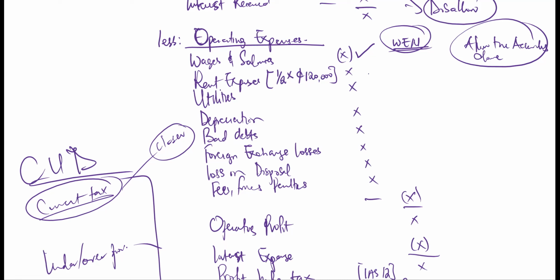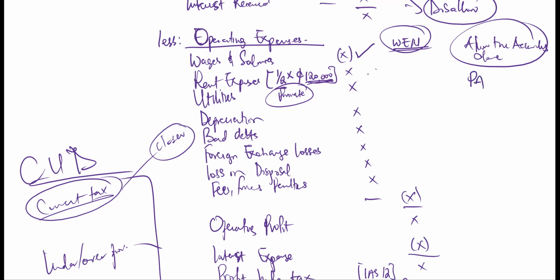Disallow means reverse it. Do you get the rule? He's using half of the premises for his private residence, and we're only dealing with business expenses. So should we allow all the 120,000 as a deduction? No. We must reverse half of it, right? When you reverse it, you are making it go back to zero. So this is what happens.